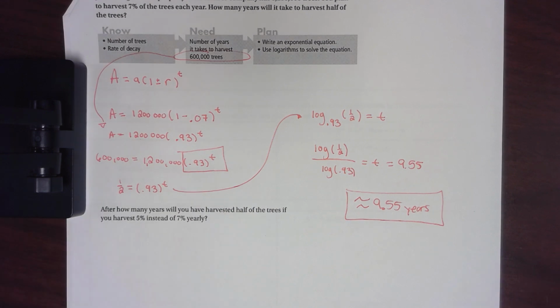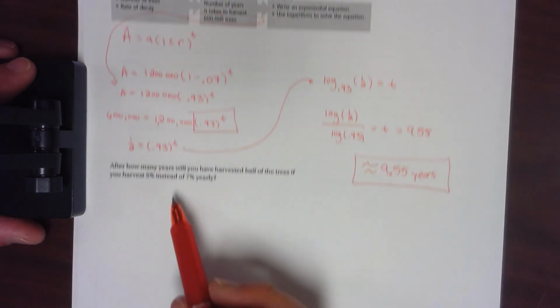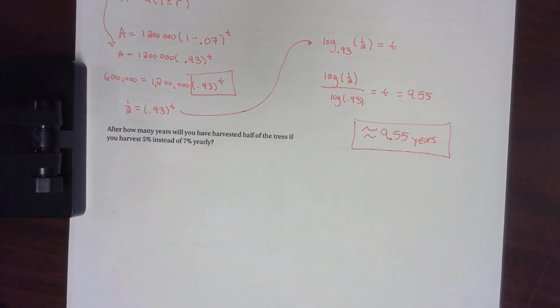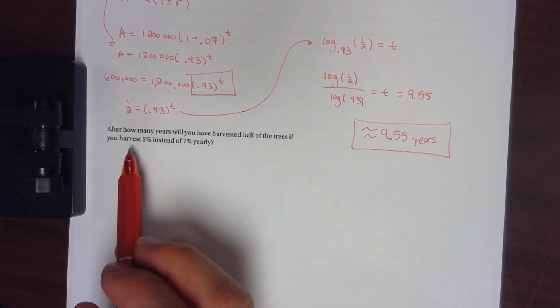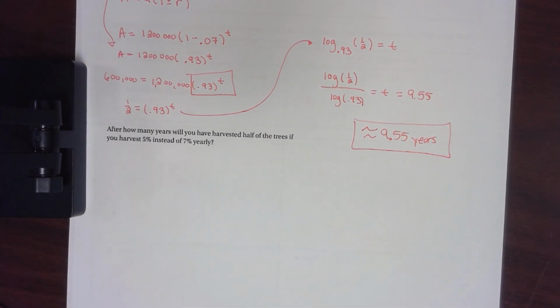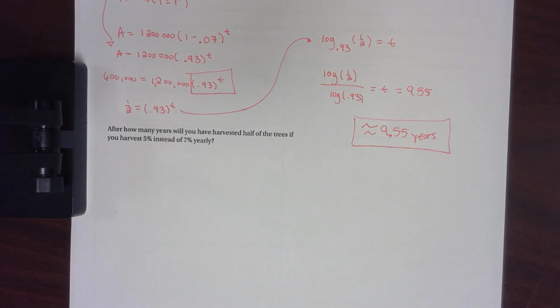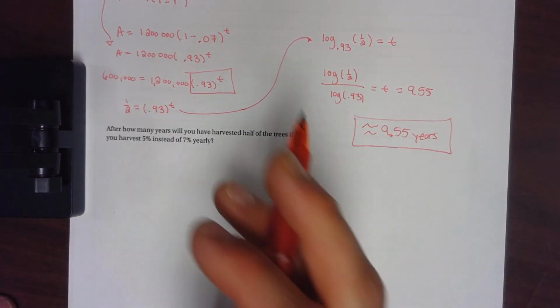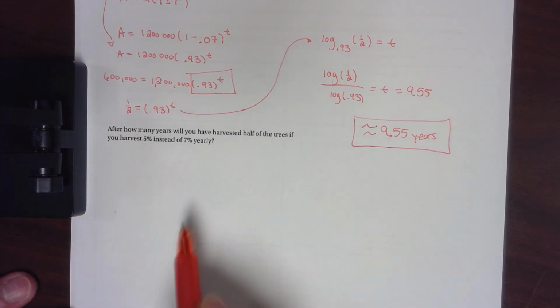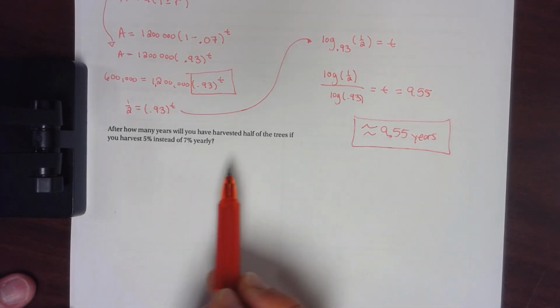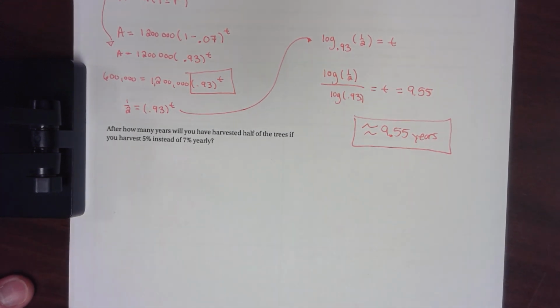One last thing I'm going to ask you to do is see how many years it'll take to harvest half the trees if, instead of 7%, we change this to 5%. See if you can build the equation and go from start to finish. The answer will be posted in the answer key notes. So work through this, and check the answer key notes once you're done to make sure you have the right answer. And then you have a homework assignment that follows.